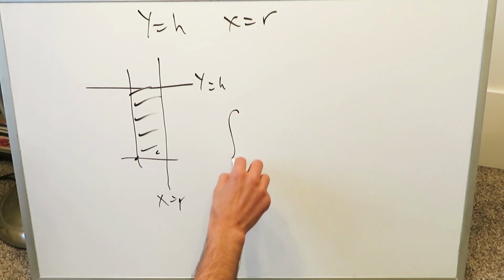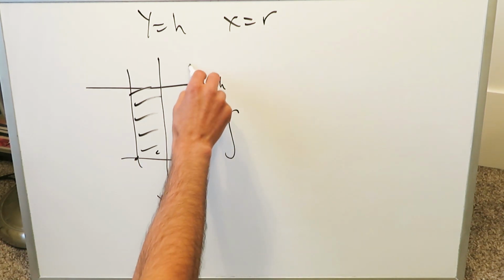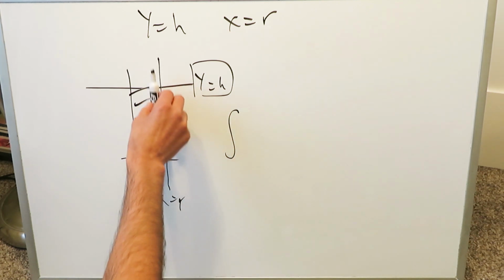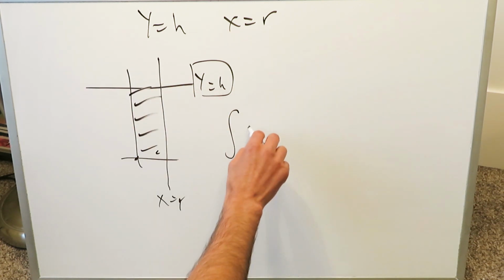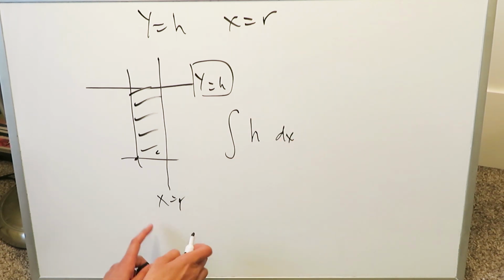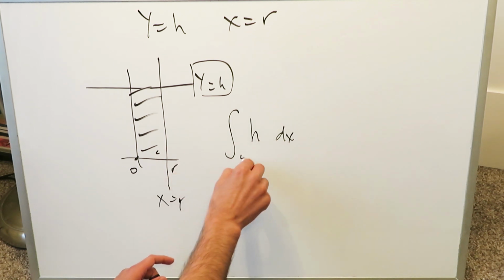You can set an integral. What's my function over here? Well, this right here is the function. Vertical lines are not functions. They fail the vertical line test, but horizontal lines are. My function here is h, y equals h. With respect to dx, I'm integrating from 0 up to r.